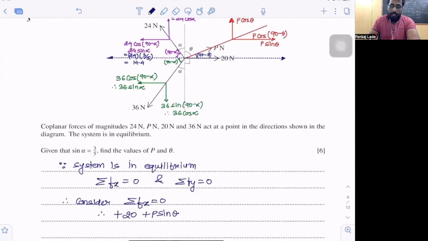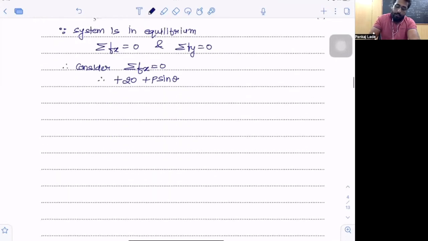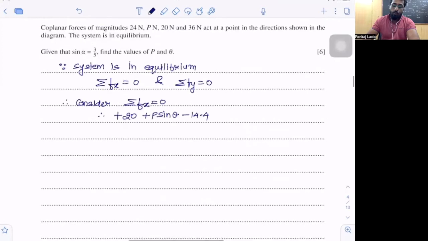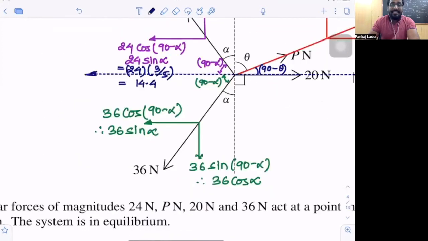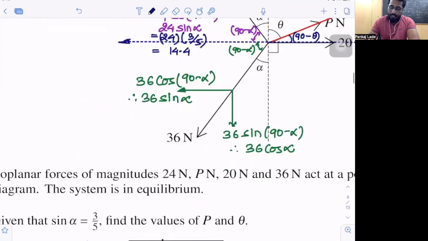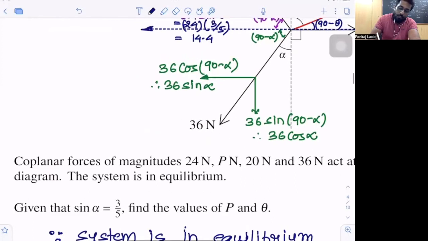Then I had 24 sine alpha going in the left direction. It is 14.4. So I write here minus 14.4. You have understood why the negative sign has come, right? Minus 14.4. Then the next one is this 36 sine alpha. Again sine alpha was 3 upon 5. So this is equal to 36 into 3 upon 5. So I'll quickly get that also. 36 into 3 divided by 5.